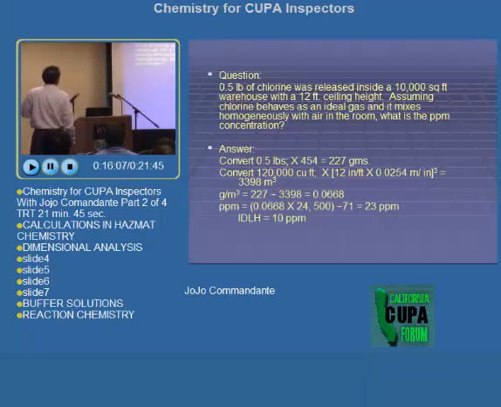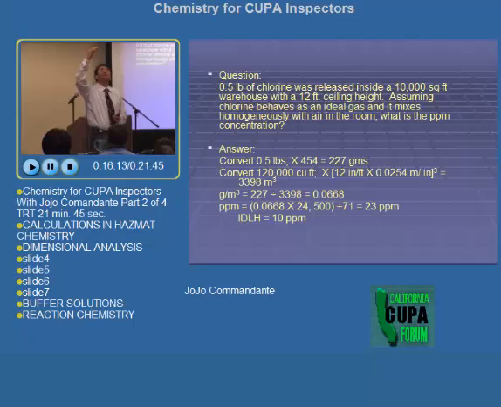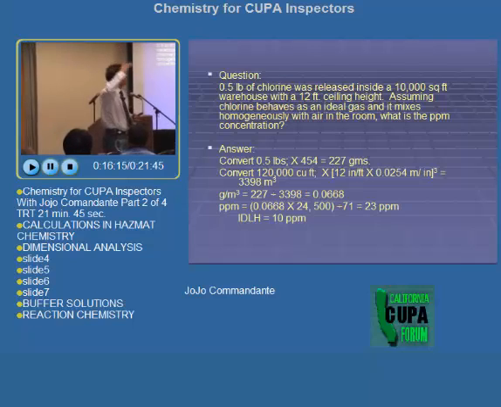Question. Half a pound of chlorine was released inside a 10,000 square foot warehouse with a 12-foot ceiling. Assuming chlorine behaves as an ideal gas and it mixes homogeneously with air in the room, what is the ppm concentration? How do we do that? Convert 0.5 pounds. You multiply it by 454, you get 227 grams. Convert 120,000 cubic feet. Where did I get 120,000 cubic feet?